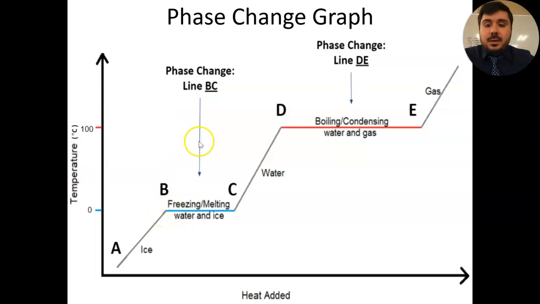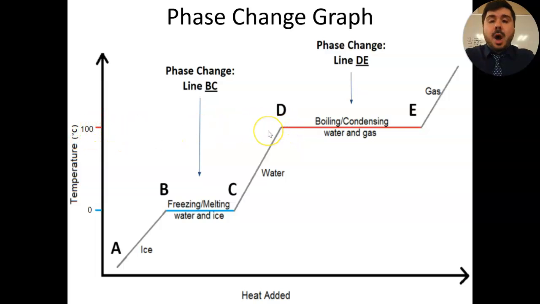Line BC, between point B and point C, is a phase change from the state of matter solid to the state of matter liquid. Heat is still being added as we go from left to right, but as we see, temperature is staying the same. It's staying at 0. No change in temperature is occurring until we officially reach point C. Then all we have is liquid water, which at that point can start to increase in temperature from 0 degrees Celsius all the way to point D, which is at 100 degrees Celsius.